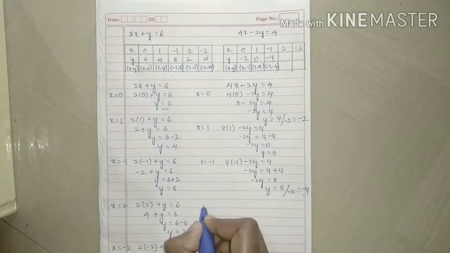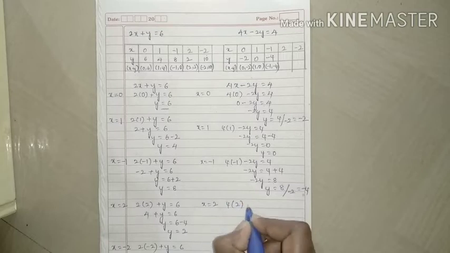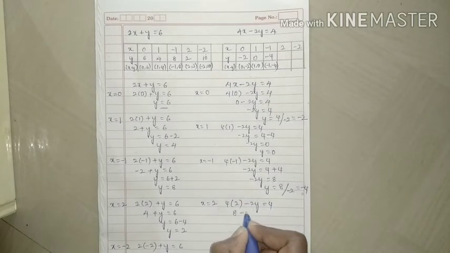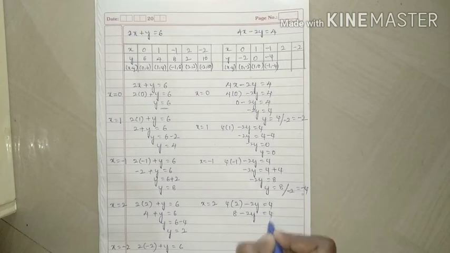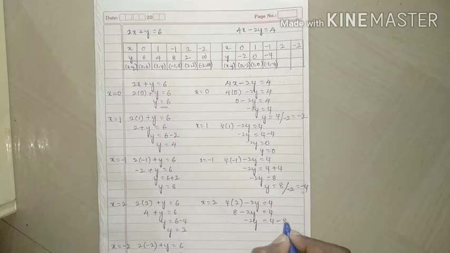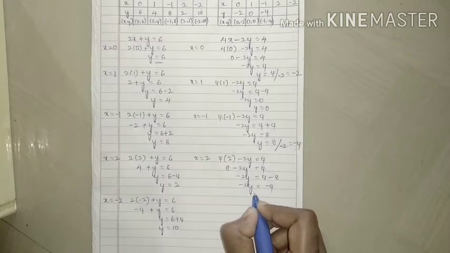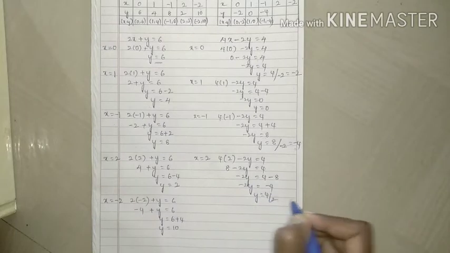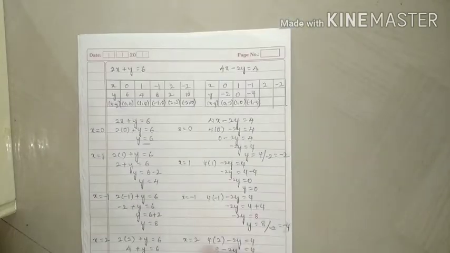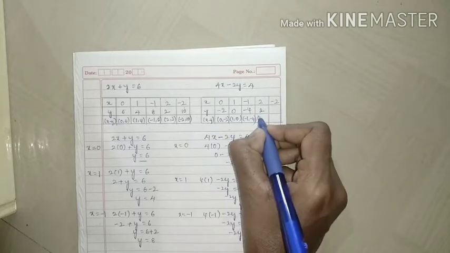Now I'll give x is equal to 2, that is 4 into 2 minus 2y is equal to 4. 8 minus 2y is equal to 4. Minus 2y is equal to 4 minus 8. So minus 2y is equal to minus 4. So y is equal to 4 by 2, that is 2. When x is 2, y is also 2. The point is 2 comma 2.